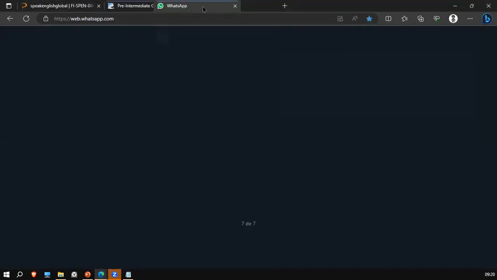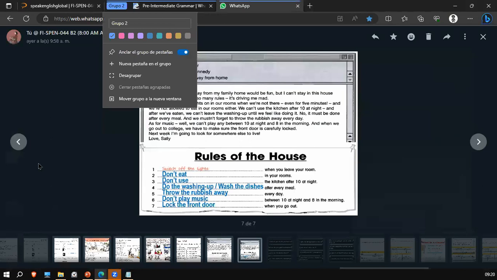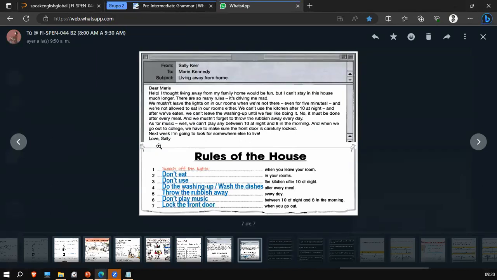Right? This is just an example. It says, don't eat in your rooms, switch off the lights when you leave home, don't use the kitchen after 10 at night, do the washing up or wash the dishes after every meal, throw the rubbish away.